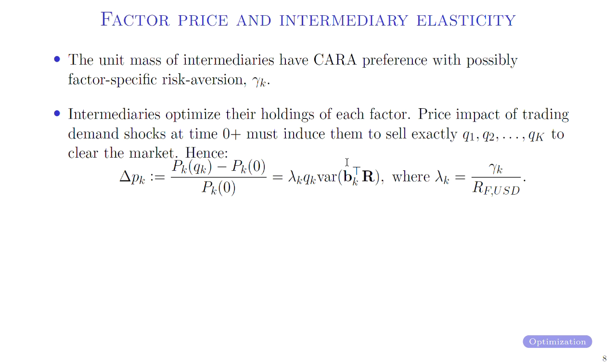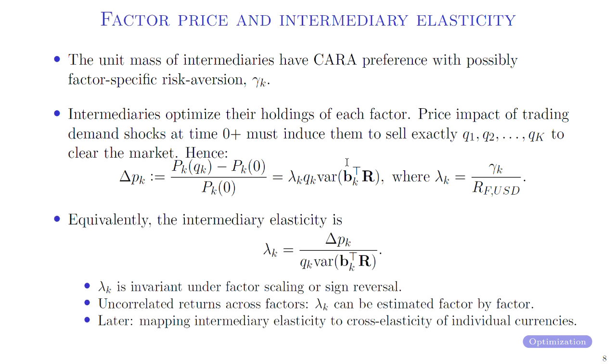We're going to skip the optimization problem, but at the end of the day, it's very simple, like something you probably did many times in your PhD: the price impact equals lambda times the quantity times the variance of the factor. This lambda is pretty much the per capita risk aversion of the intermediaries. Equivalently, the intermediary elasticity that we're going to estimate is the price impact divided by the quantity of trading-induced risk.